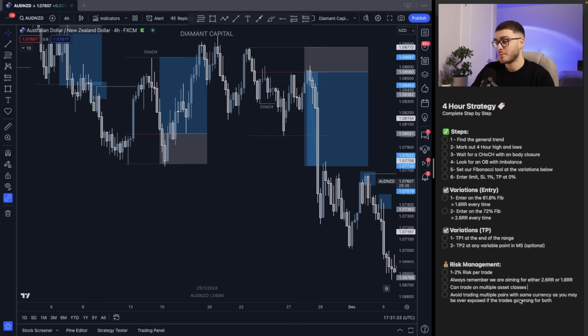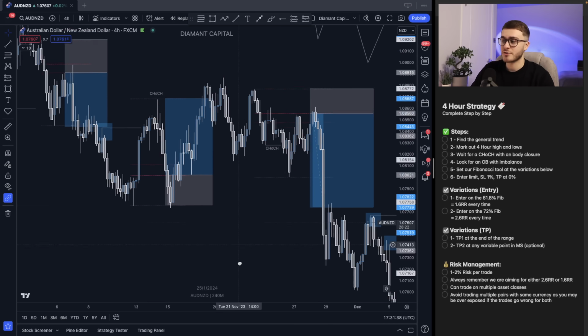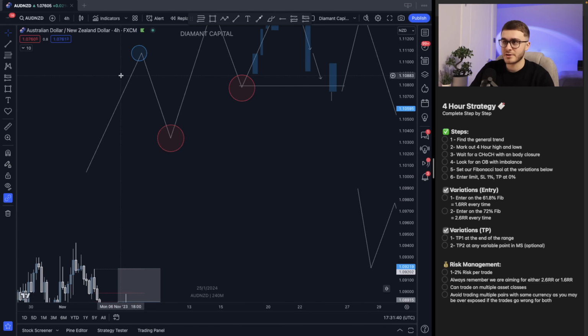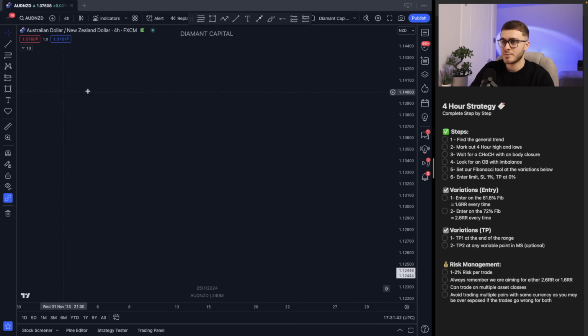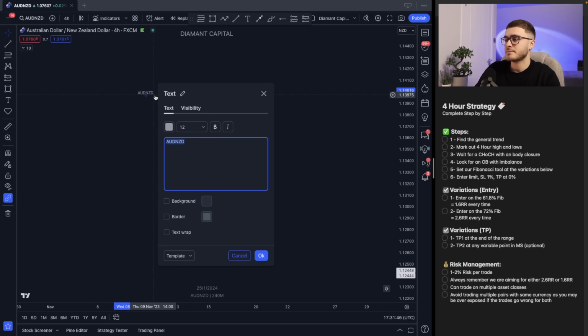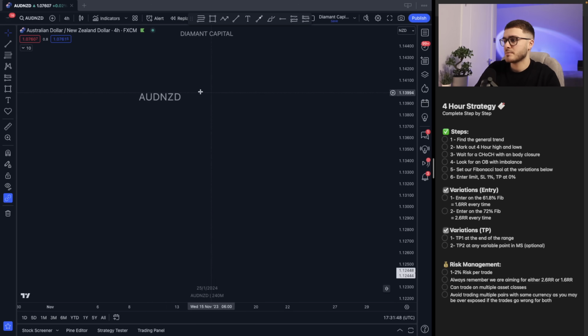Again, avoid trading multiple pairs with the same currency, as you may be overexposed if the trades go wrong for both. By the way, what I mean by this is very simple. So let me just scroll upwards. Let's just say, for example, you have got AUD NZD, and then also at the same time, you have got AUD JPY. Now, these are going to be two little nice pairs. With this one, you've got a buy. And then with this one, you've also got a buy as well.